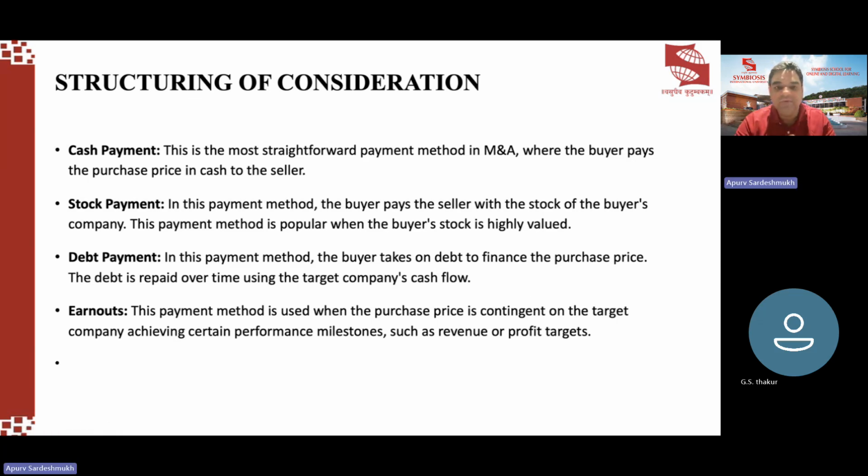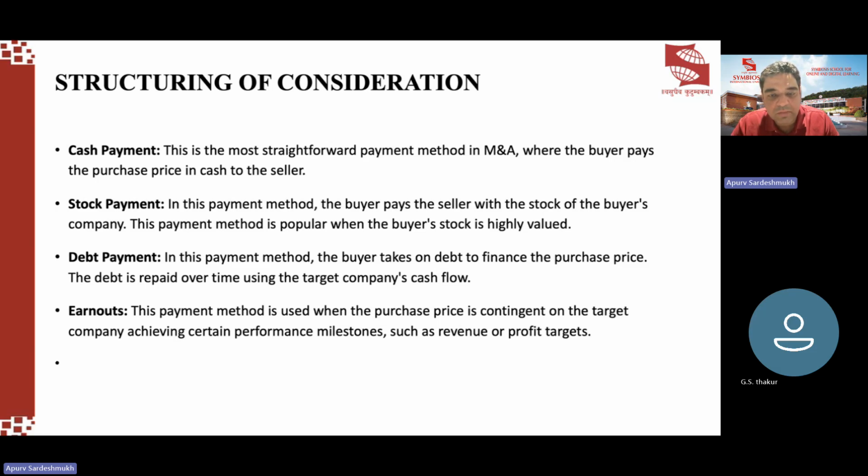Now, what we've seen are types of companies and types of how acquisition takes place. But another important aspect of structuring is how the payment of the price of acquisition happens, because this is also a very important part of a transaction or a deal. Structuring of consideration is the price that you pay for acquiring a company, and that can be done in various ways. A structuring of consideration can be done through a cash payment.